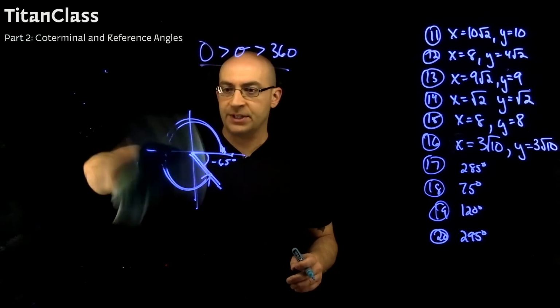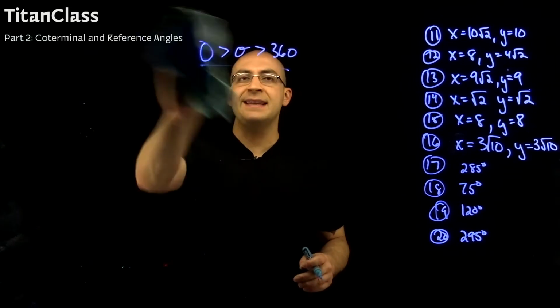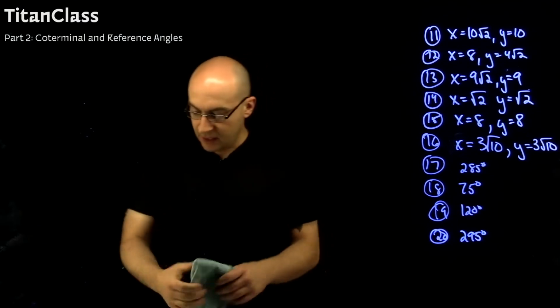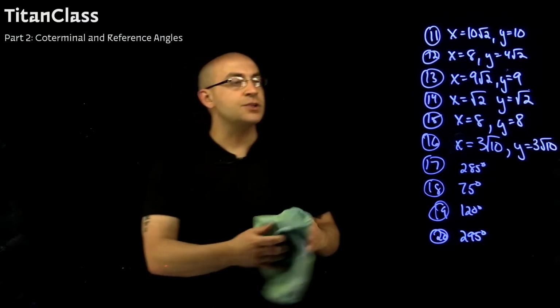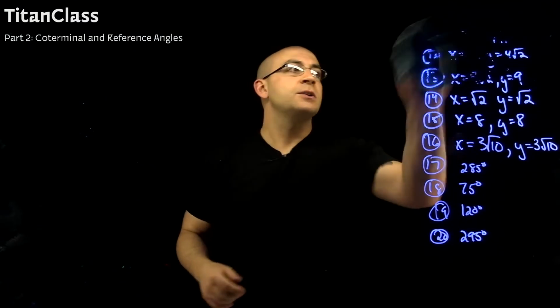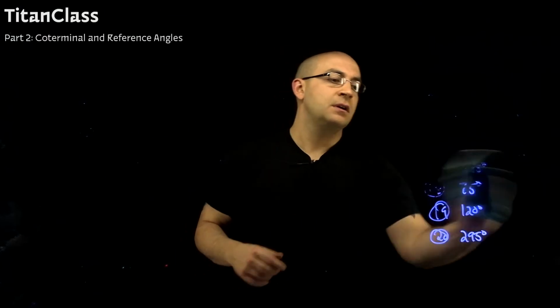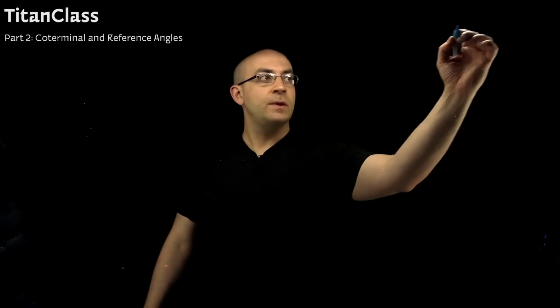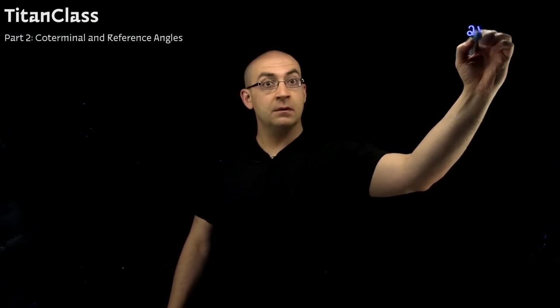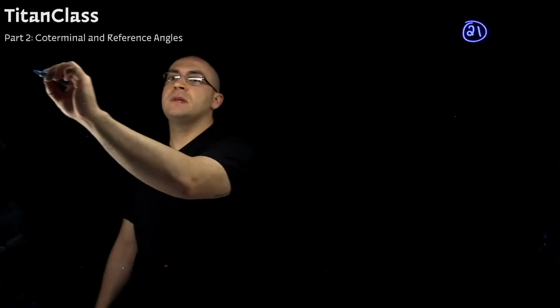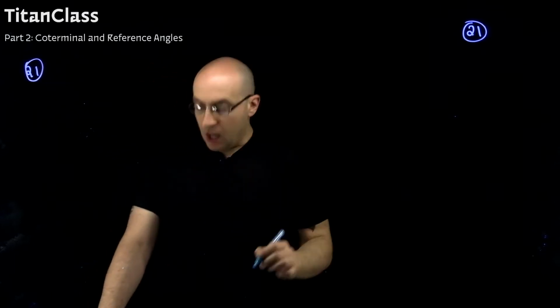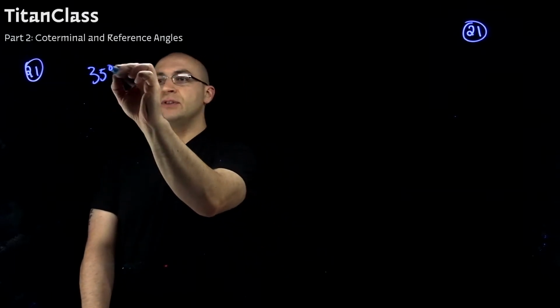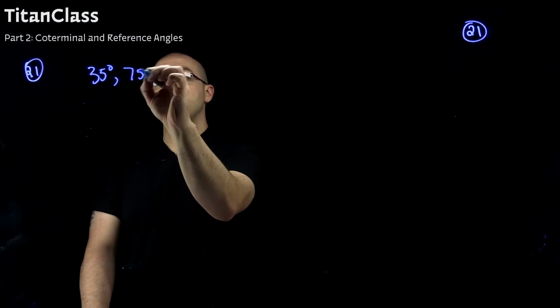Let's go on to another set. This next set is going to be if the given angles are coterminal to each other. It's going to give us two angles, and we have to decide whether they are coterminal or not. This is going to be 21. Two angle measurements: I've got 35 degrees and 755 degrees.